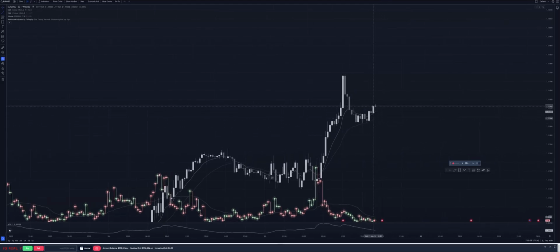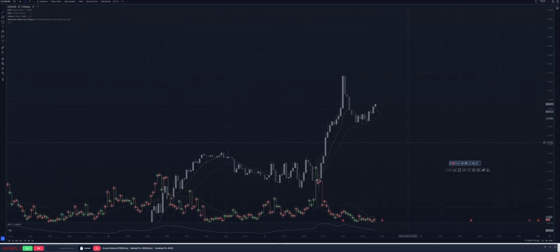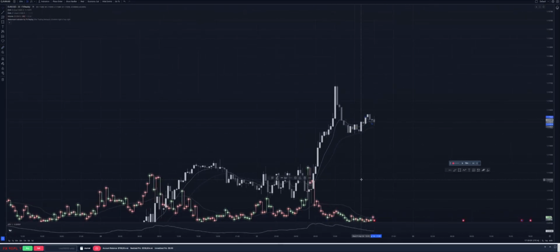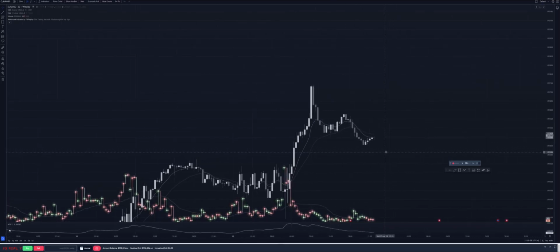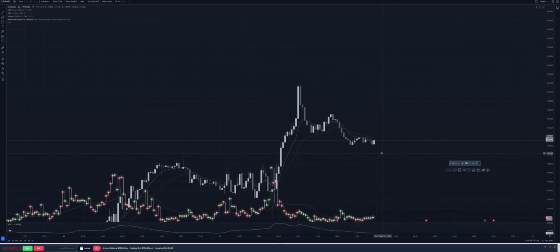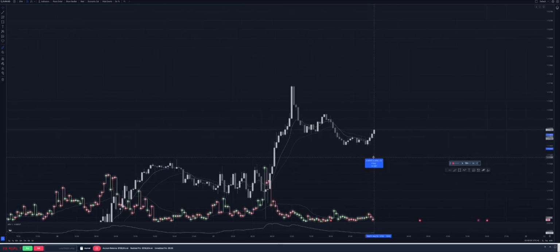Waiting for some more strength. Potential entry for, oh, right before red news though. That's a bummer. Yeah, so can't take it. And that's why we don't take entries before news, because money leaves the market and then it shoves back in, and it's not a very good position to be in. Red news in 7 hours.